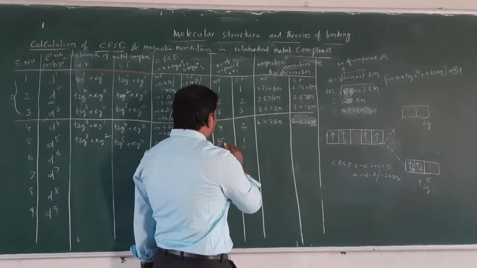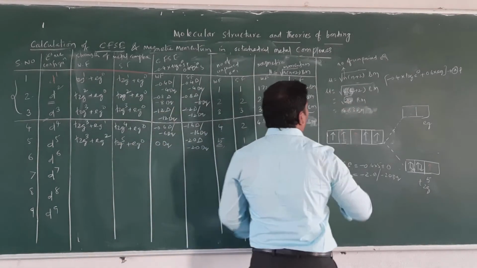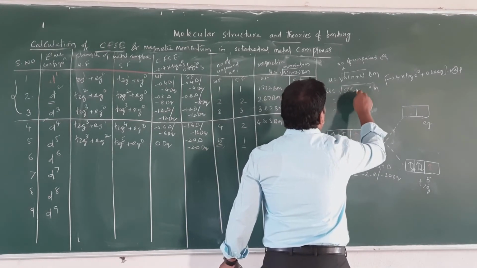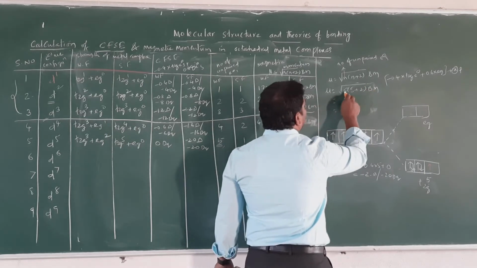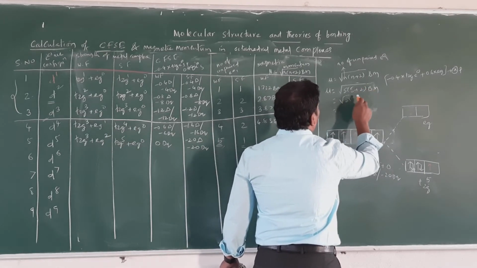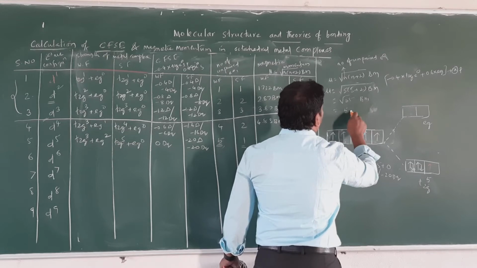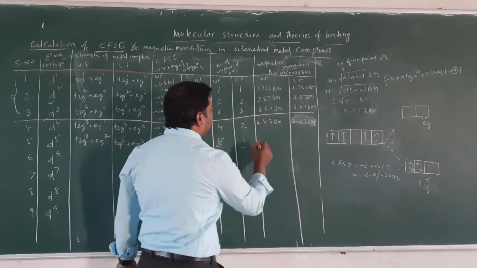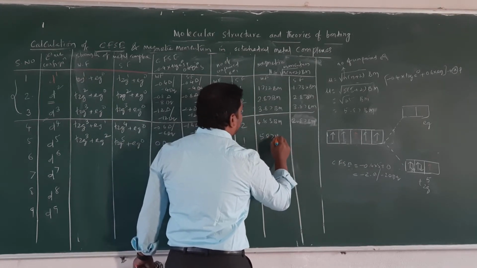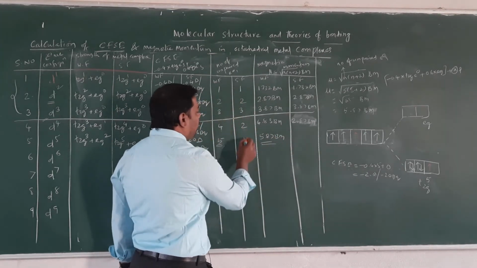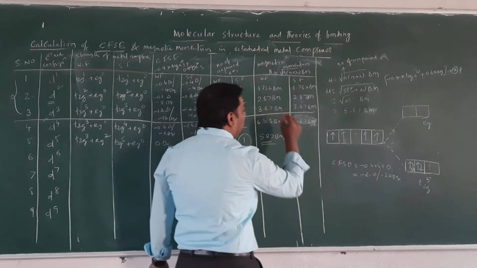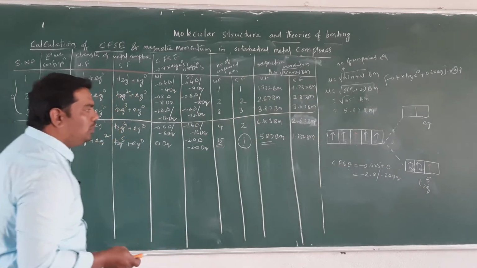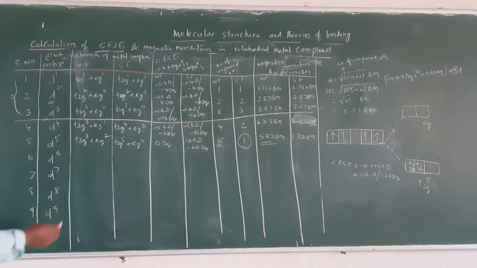Here, if 5 unpaired electrons are there, then it is the square root of 5 into 5 plus 2 Bohr magnetons. So root 35 magnetic moment is approximately 5.87 for a weak field complex. But in the case of a strong field, only one unpaired electron is there, so that is equal to 1.732 magnetic moment. Okay, so d5 is over.